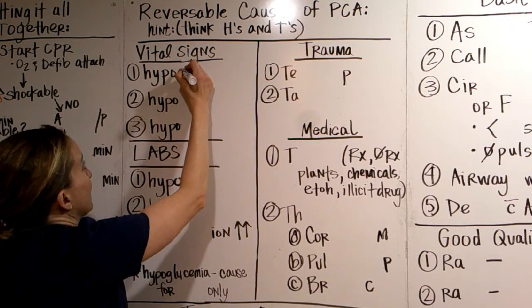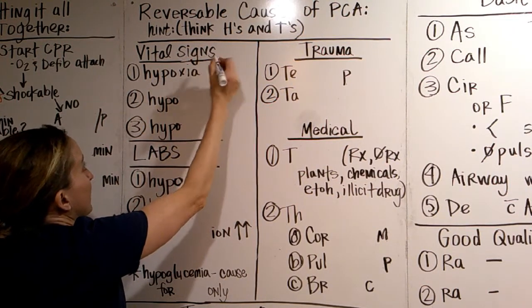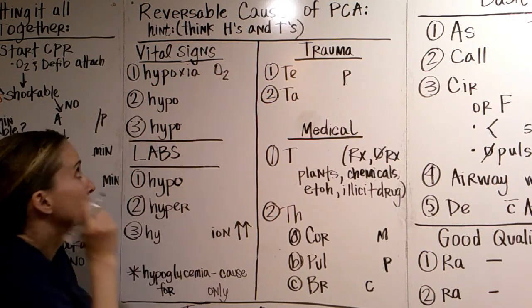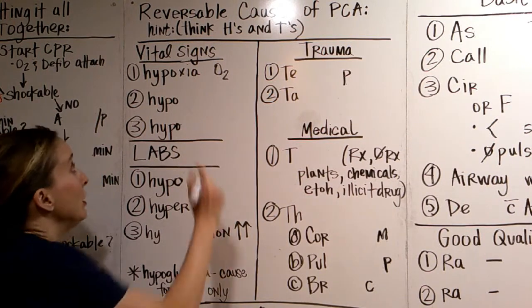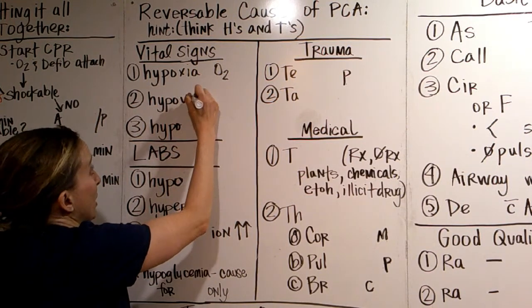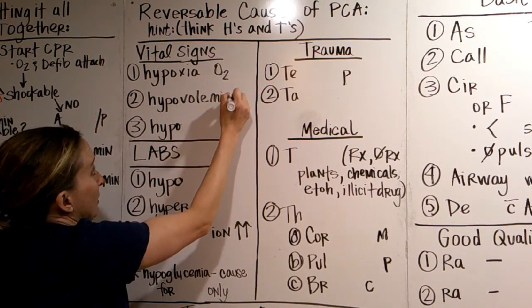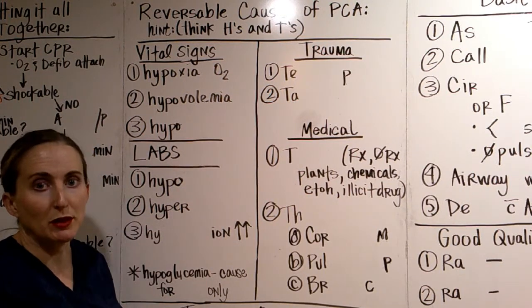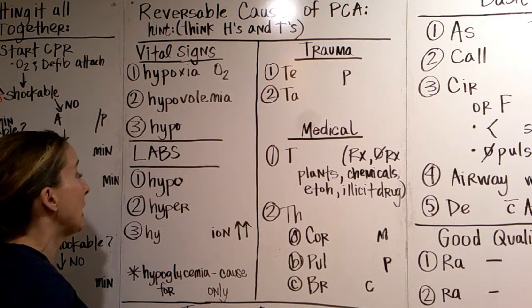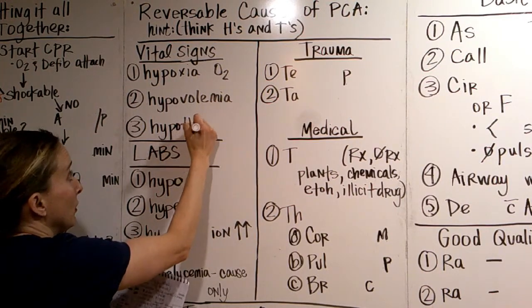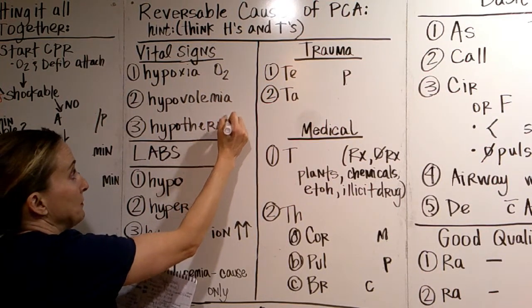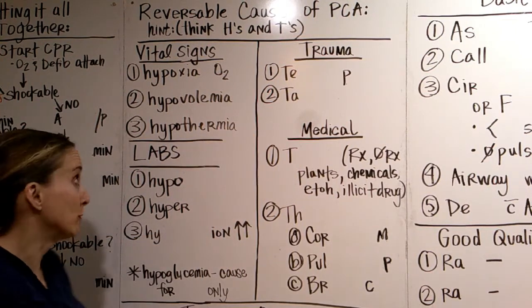So one is hypoxia, so that has to do with our O2. All right, so the patient has been hypoxic for too long. One has to do with blood pressure, hypovolemia, so it could be caused by blood loss or some type of shock, right? And then our hypothermia, okay, so a really low body temperature.